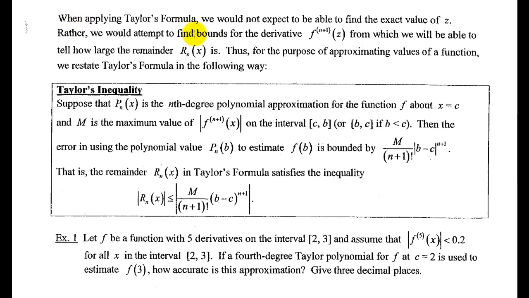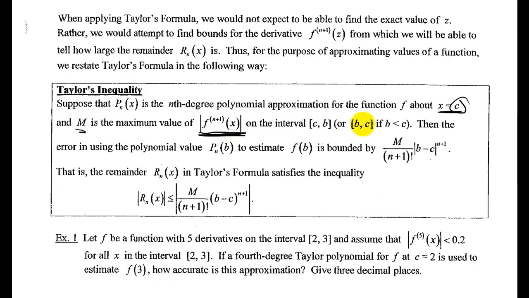When applying Taylor's formula, we would not expect to be able to find the exact value of z. Rather, we would attempt to find bounds for the derivative from which we would be able to tell how large the remainder is. Thus, for the purpose of approximating values of a function, we restate Taylor's formula in the following way. Taylor's inequality. Suppose that p sub n of x is the nth degree polynomial approximation for the function f about x equals c, so c will be where we're centering this, and M is the maximum value of this derivative, the n plus 1th derivative.